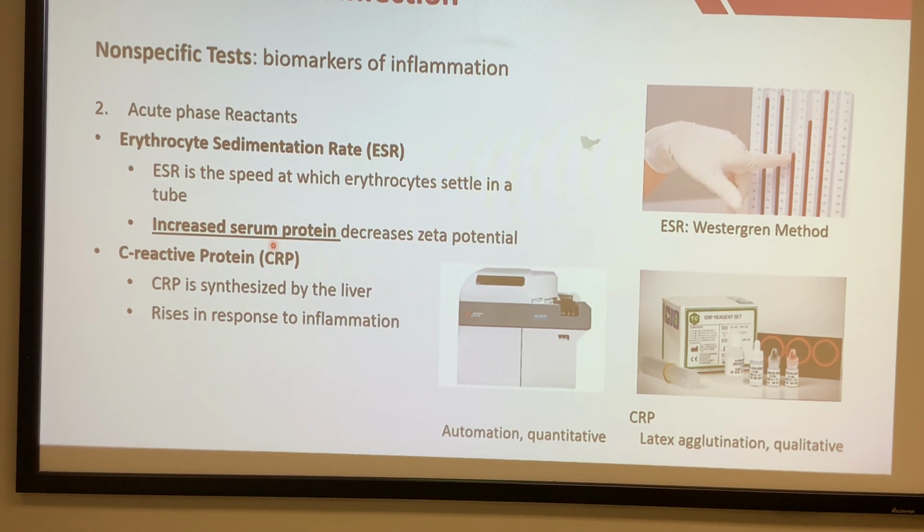C-reactive protein is another indicator quite often used today. That is actually more popular than ESR. ESR is kind of outdated. This measures a liver-synthesized protein that is really sensitive and responsive to inflammation. If you have any kind of inflammation, you will have a rise in CRP. And we have automated and manual methods, qualitative to detect elevation and quantitative to measure how much exactly you have in your body.